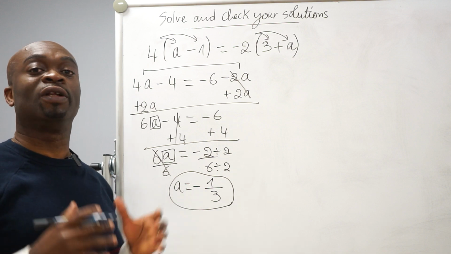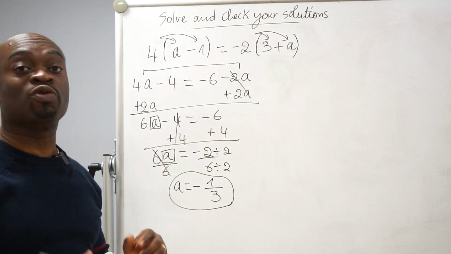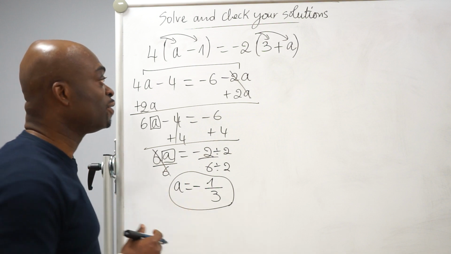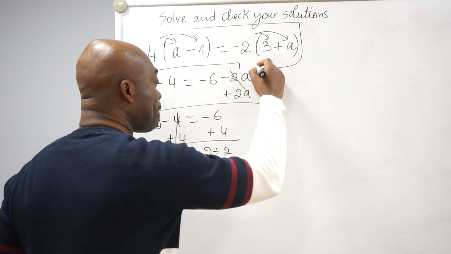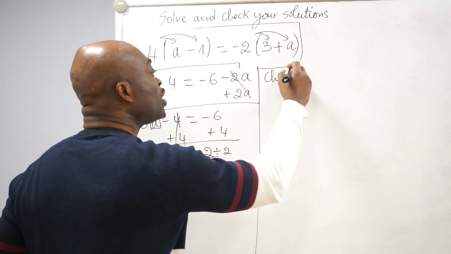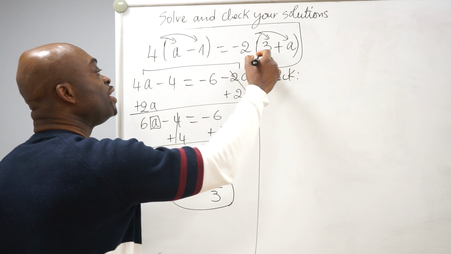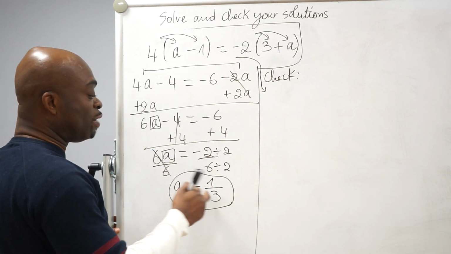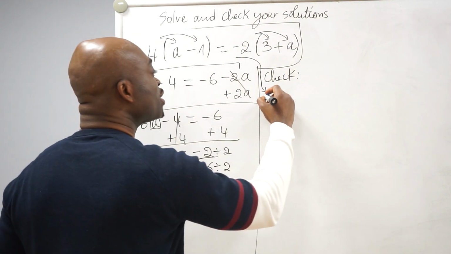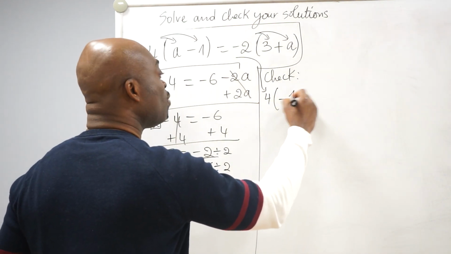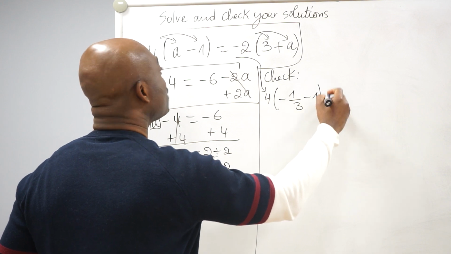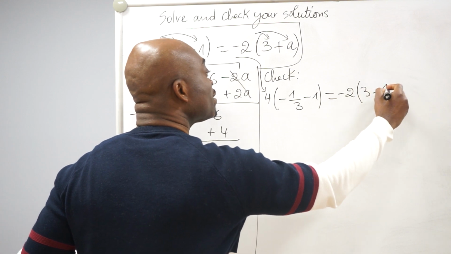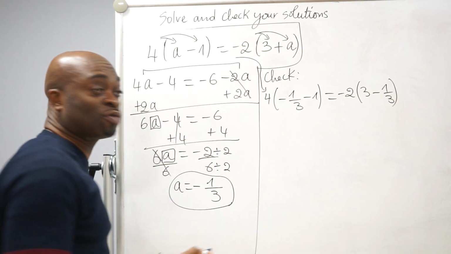So this is our potential answer, because in this case we are asked to check. So we have to check to make sure that this solution is indeed the correct answer. So let's go and see. So we check in here. We always take the original equation and then we substitute a with negative 1 over 3. So this is 4 times negative 1 over 3 minus 1 equals negative 2, then 3 minus 1 over 3. All right, so this is what we're solving for.